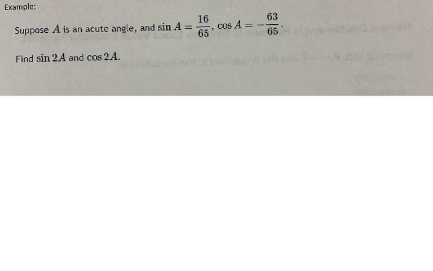Imagine a full day of trig. Okay, here we go. Suppose A is an acute angle. Sine of A is 16 over 65. Cosine of A is negative 63 over 65.